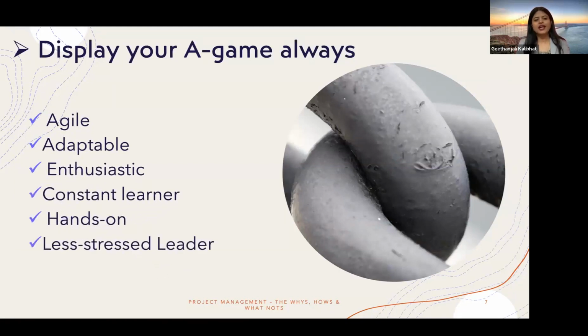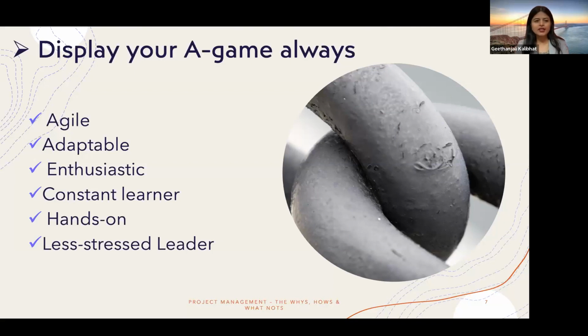So what are we seeing here? Agile, adaptable, enthusiastic, constant learner, hands-on, less stressed leader. If you notice one thing, all of these are soft skills. I have not addressed even one technical skill here. Technical skill, you'll definitely get it. You are part of the industry. Soft skills are something which is always lacking in people who are part of the industry, so there is a constant push towards being on top when it comes to enhancing your soft skills. Being agile, like the word itself says, be on your toes, be on the constant lookout for what is new, what you want to learn, and so on.